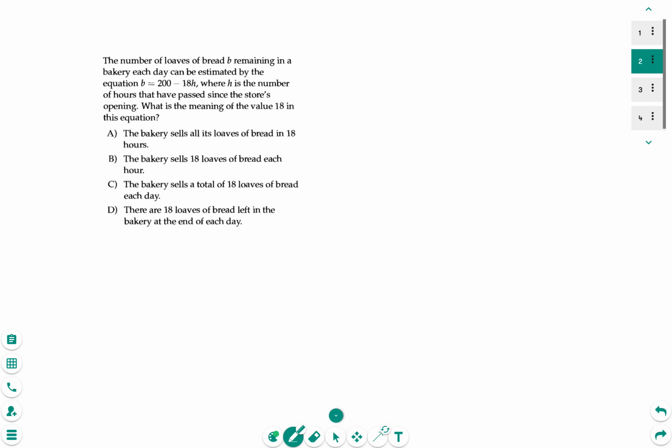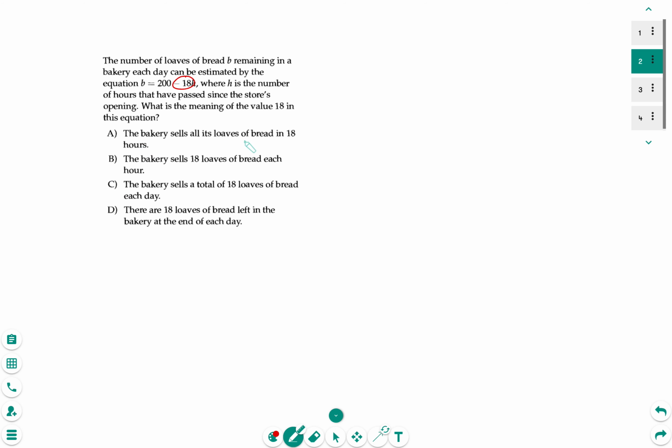So let's jump down to number 2. The number of loaves of bread, B, remaining in a bakery each day can be estimated by the equation B is 200 minus 18h, where h is the number of hours that have passed since the store's opening. What's the meaning of the value 18 in the equation? 18 here, or rather minus 18, is our gradient or our rate of change. That means that for every increase in h, or for every hour that passes, the number of loaves of bread remaining decreases by 18. So let's look for that answer pattern in our ABCD.